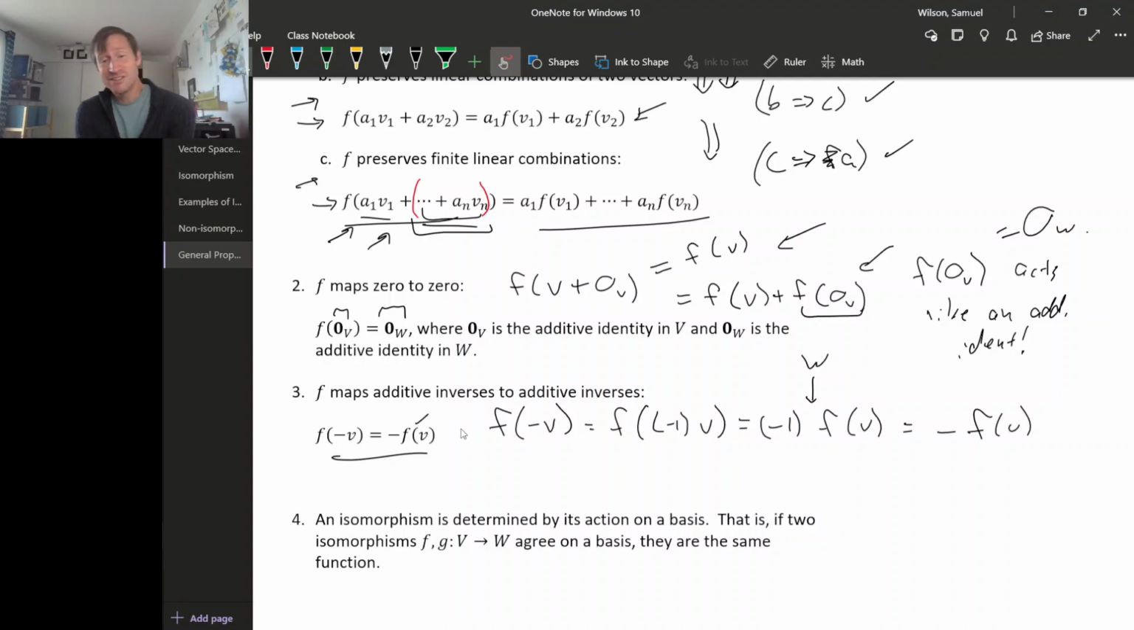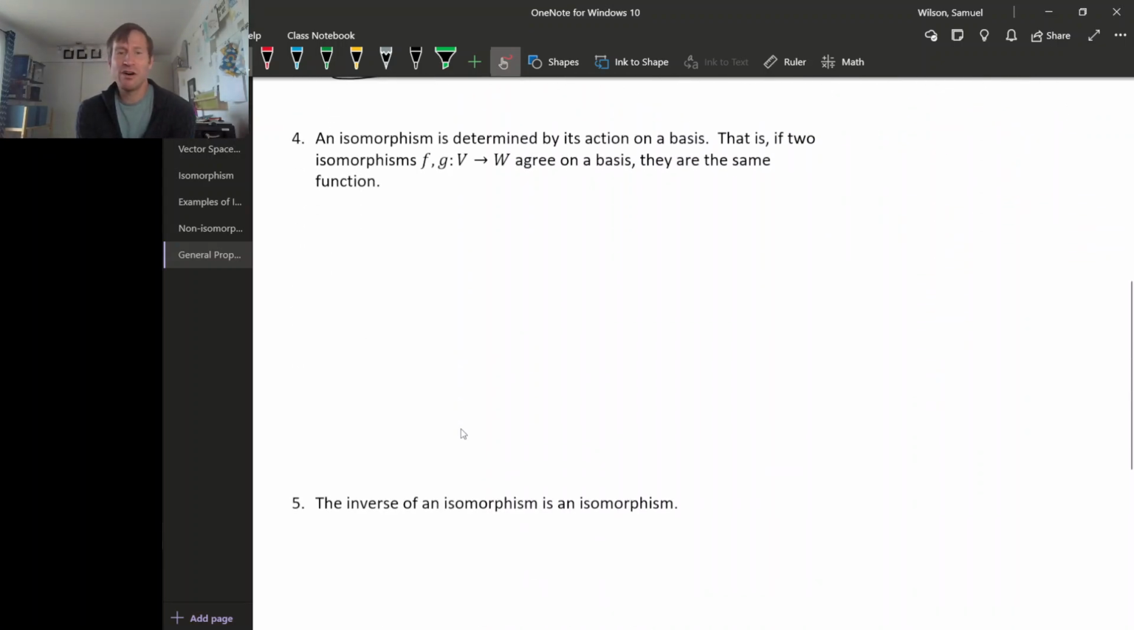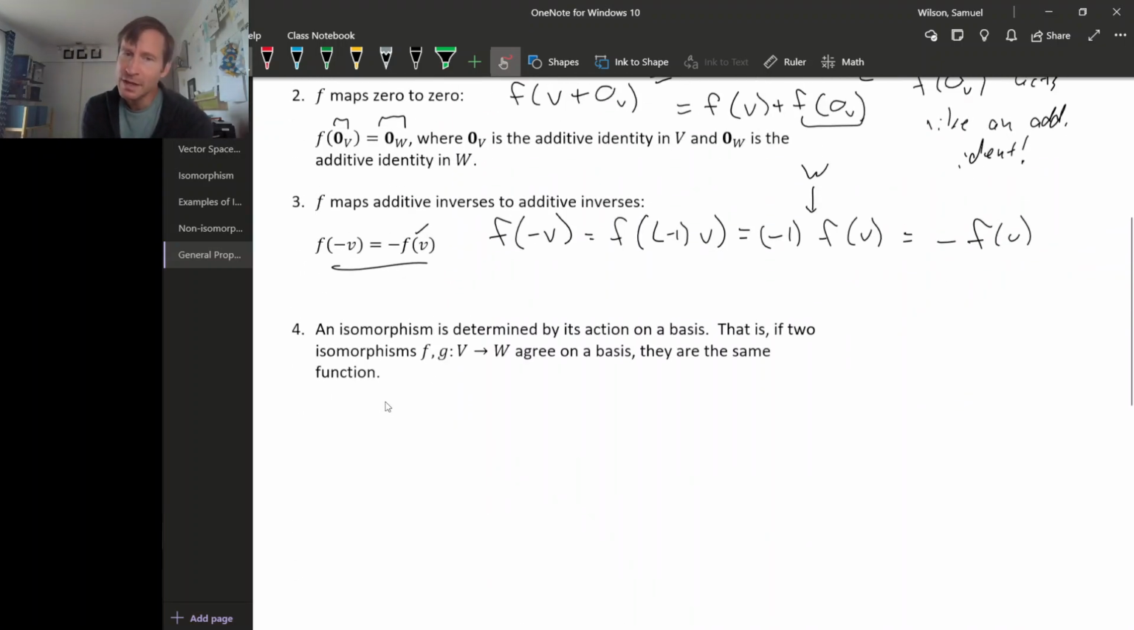All right, last interesting property, and this is maybe the most interesting of all, is that an isomorphism is totally determined by what it does to a basis. So if two isomorphisms agree on a basis, then they're actually the same function. They're the same isomorphism, right? It seems at first like, well, there are so many functions, how could you even know how many isomorphisms there are? Well, what this is saying is that you don't actually have to keep track of what an isomorphism does to every vector in a vector space. You really only need to keep track of what it does to a basis.